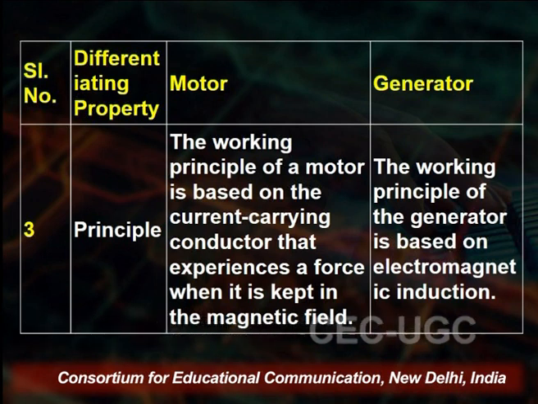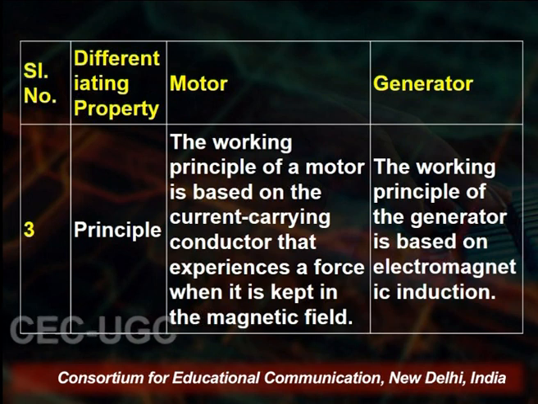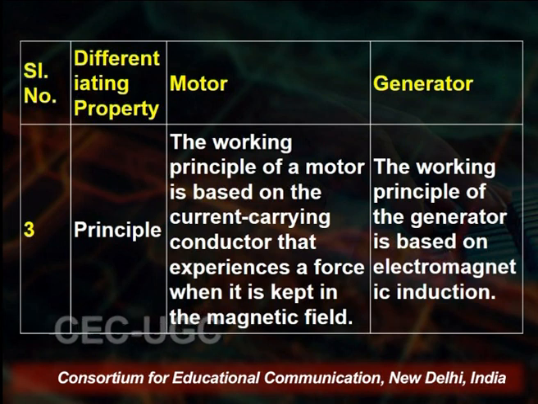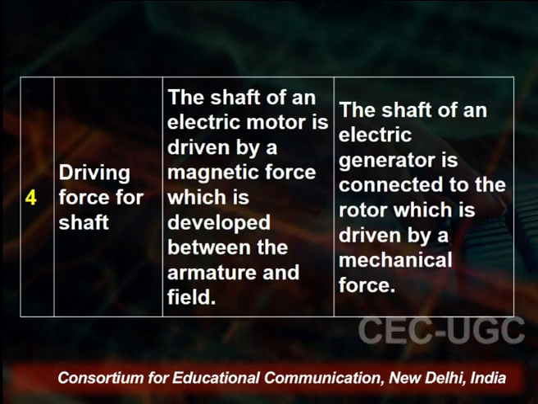Another difference is the principle. The working principle of the motor is based upon a current carrying conductor that experiences a force when it is kept in a magnetic field, while the working principle of the generator is based upon electromagnetic induction. So this is the difference between the principles of motors and generators.